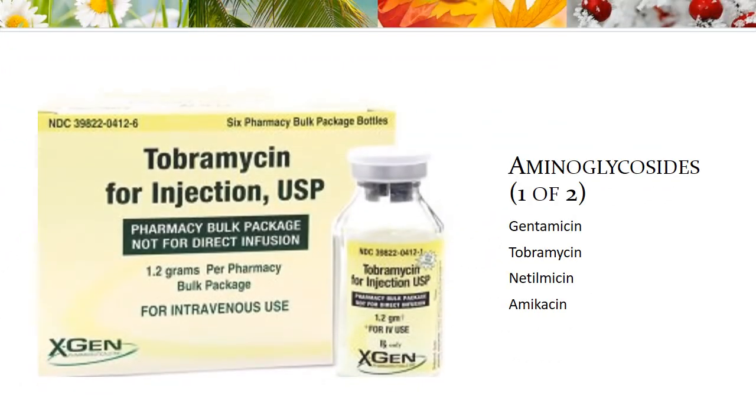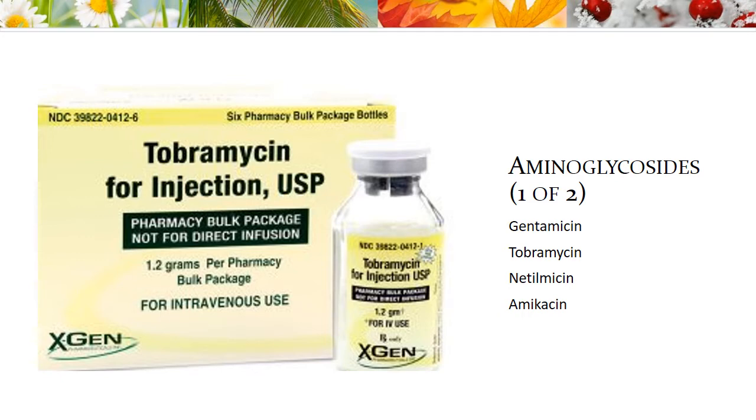The aminoglycosides. Streptomycin was discovered in 1943 and was the first antimicrobial agent available for the treatment of tuberculosis. Numerous other aminoglycosides have been developed since and include gentamicin, tobramycin, netilmicin, amikacin. These agents are used for treating gram-negative infections, including infections caused by Pseudomonas aeruginosa. These antimicrobials have poor gastrointestinal absorption and require IV administration.